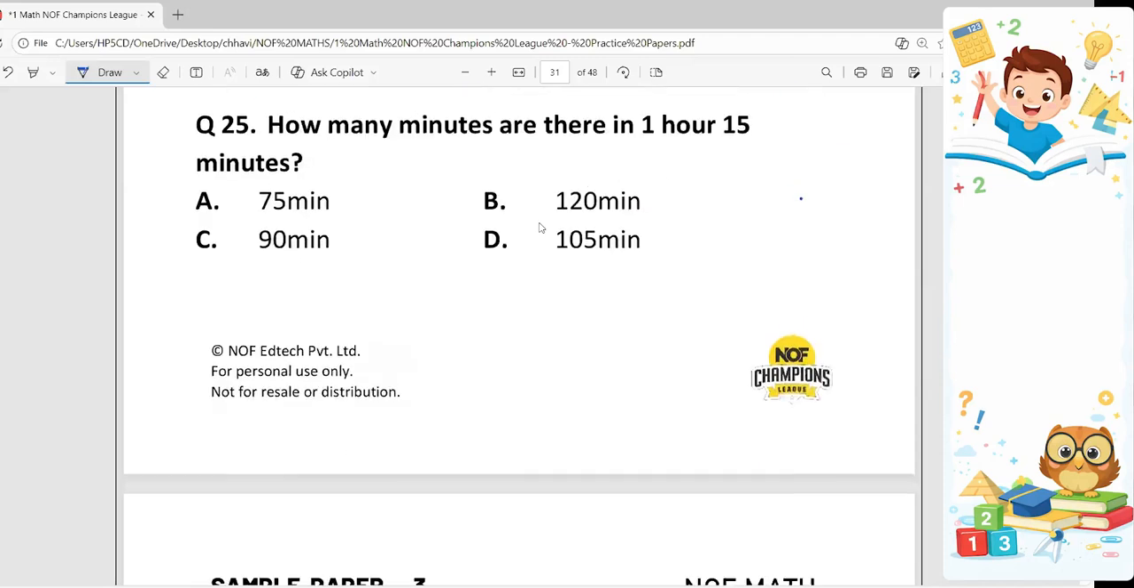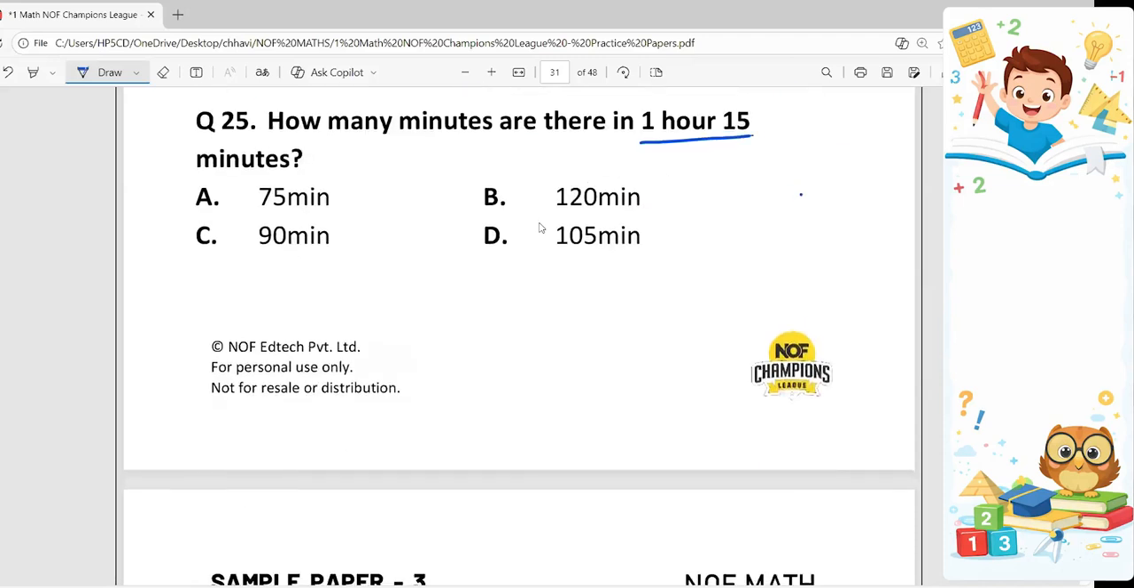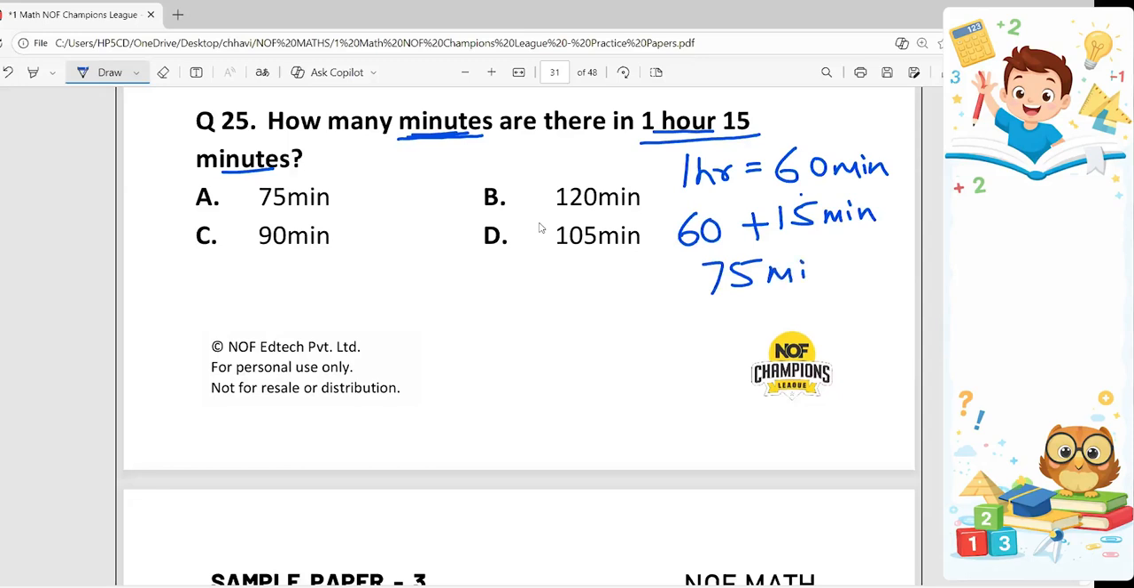25th. How many minutes are there in 1 hour and 15 minutes? Now, since we have been asked for minutes, we have to convert this hour into minutes. 1 hour is equal to 60 minutes, isn't it? So they have given 15 minutes already. So we will add this 60 to this 15 and it will be 75 minutes in total. Option A is the correct one.